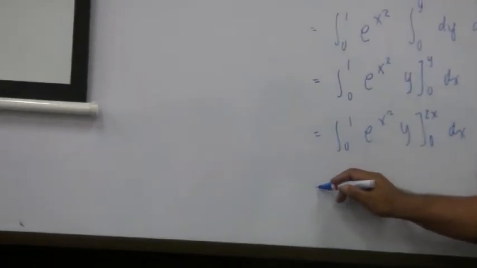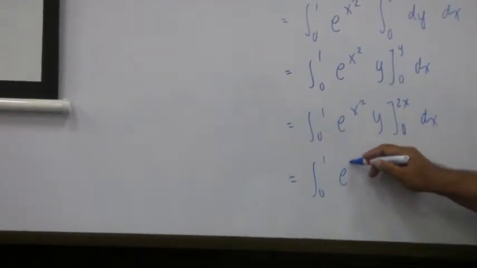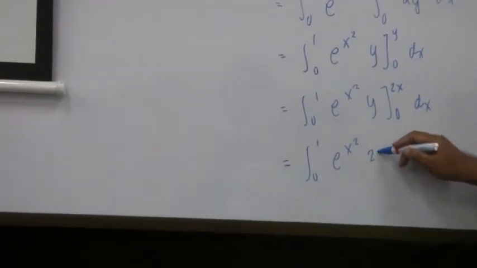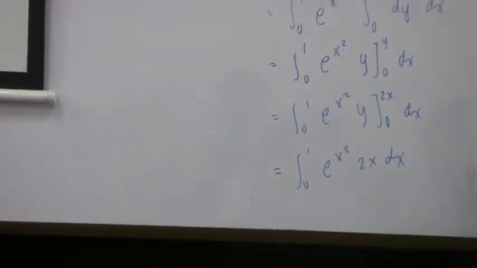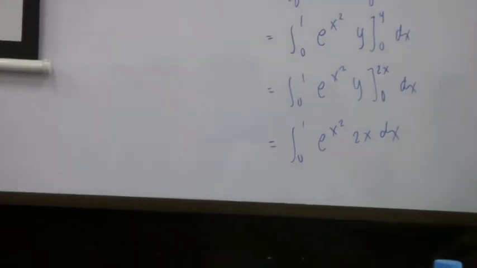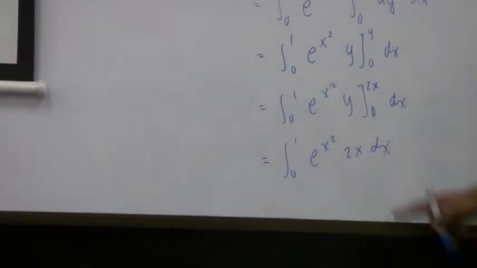Okay, then applying now the limits that we have. So this now becomes 2x minus 0. So it's still 2x, right? Okay, let us now integrate this one step in the given integral when we apply the limit.